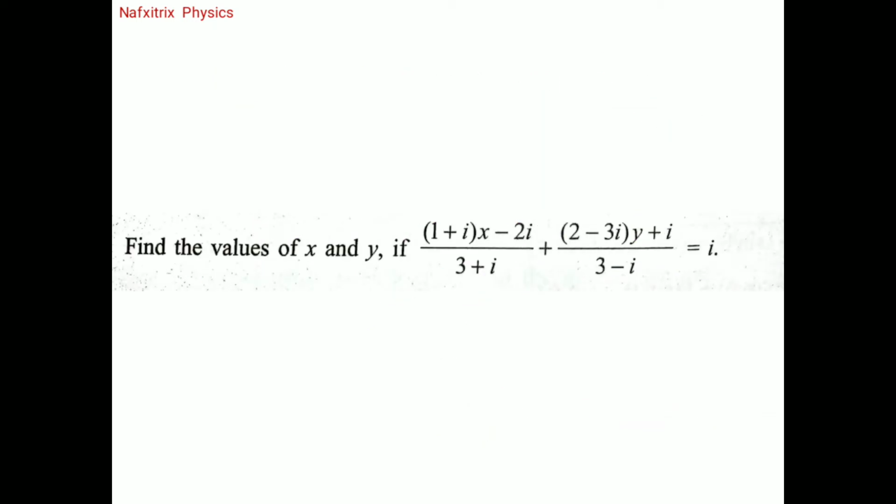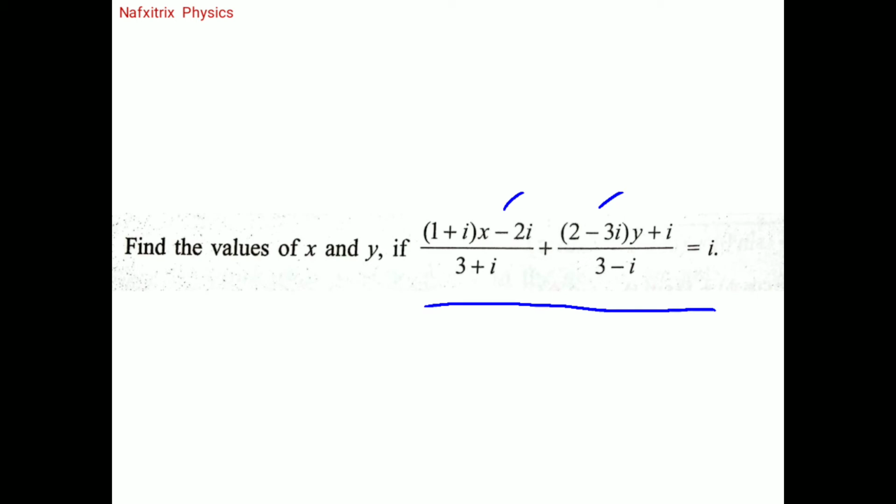So the problem is, find the values of x and y if, so we need to find the value of x and y from this complex equation given. So here you can see (1 plus i)(x minus 2i) divided by (3 plus i) plus (2 minus 3i)(y plus i) divided by (3 minus i).